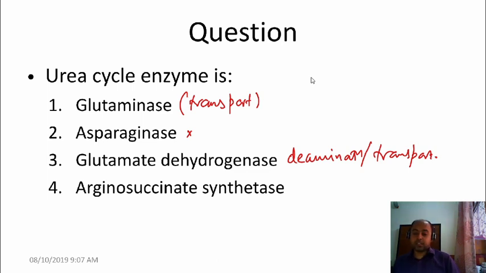So the correct answer is enzyme 3 of the urea cycle. Enzyme 3 of the urea cycle is the arginosuccinate synthetase. Very good. Mesla, Manisha, Pooja, Avinay, Srujan, you have given the correct answer. The arginosuccinate synthetase is an enzyme of the urea cycle.